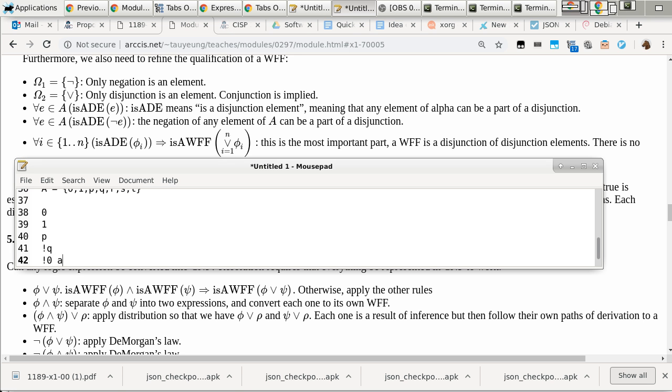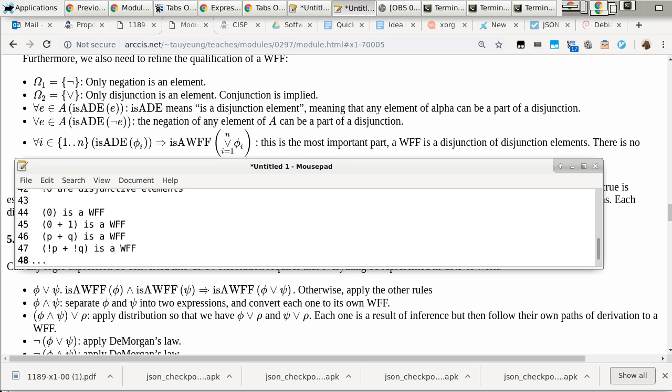So all of these are disjunctive elements. Now we want to look at what makes it well-formed. This is a well-formed formula by itself. P or Q is a well-formed formula. Not P or not Q is a well-formed formula, and so on.